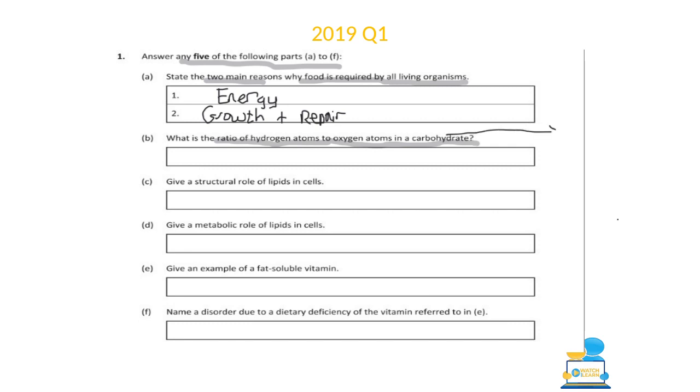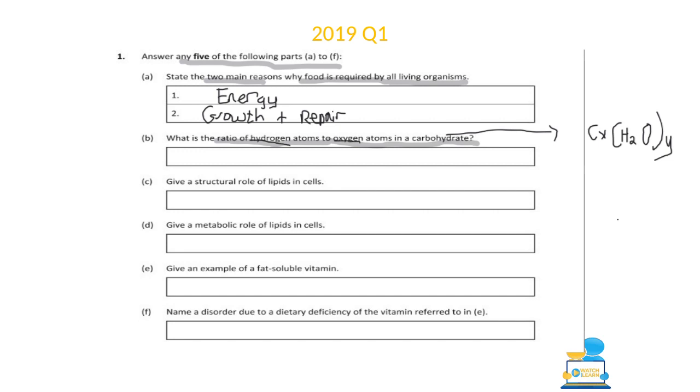the general formula of a carb is Cx(H2O)y. That's the general formula for carbohydrates. So essentially they're asking you to interpret this general formula of carbohydrates and answer the question. So what's the ratio of hydrogen atoms to oxygen?